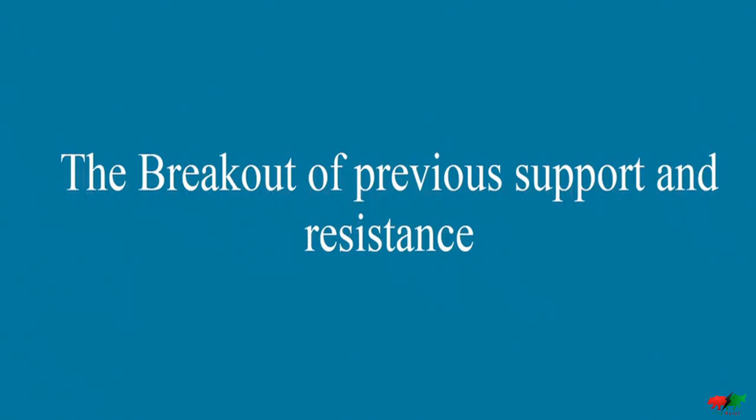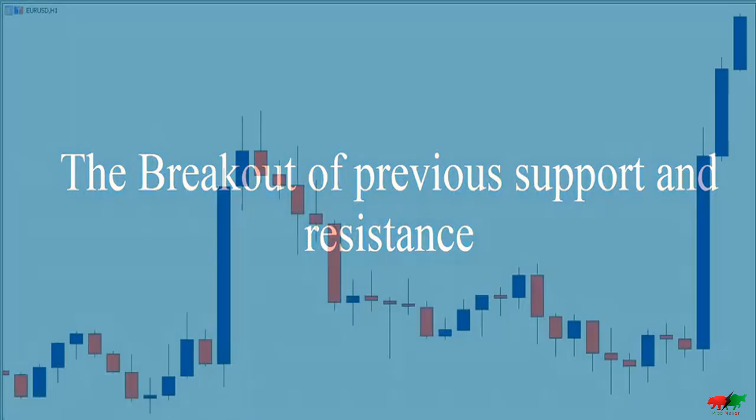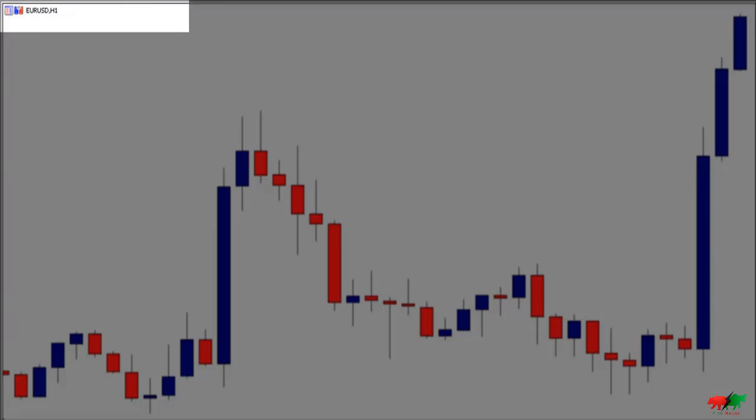Hi everyone, in this lesson I'll cover the breakout of previous support and resistance as another criterion that you should take into account when qualifying supply and demand zones. So when you identify a supply or a demand zone, look left and see if the previous level was broken. Look at this example. This is the Euro-US dollar 1 hour chart.